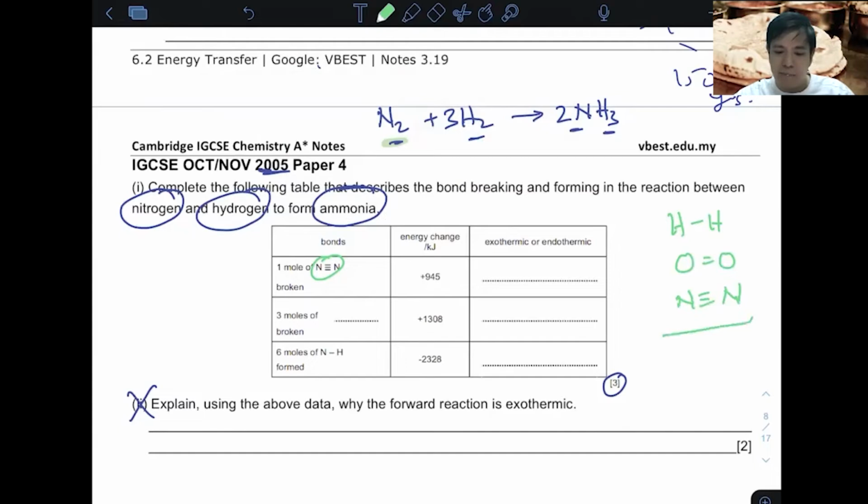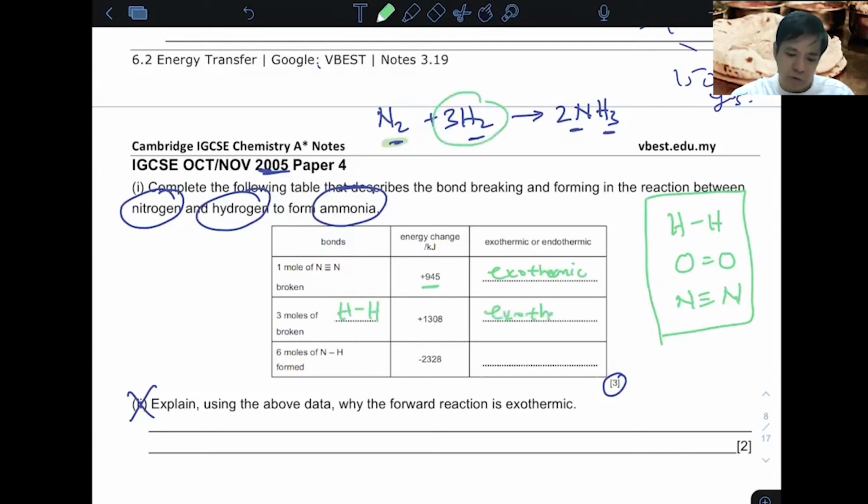But this is like a repetition. It won't go too high tech. This is one thing you remember. So they give you 945. Since you are breaking, you need to absorb heat to break it. 3 moles of this H and H. So this is also an endothermic reaction. Then 6 moles of this N-H.